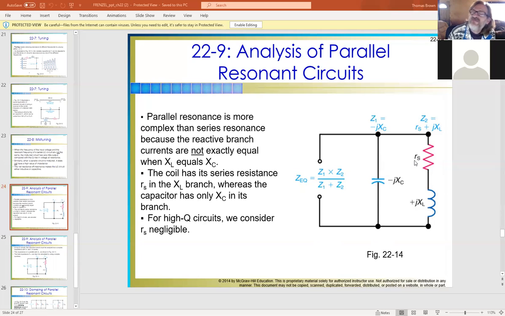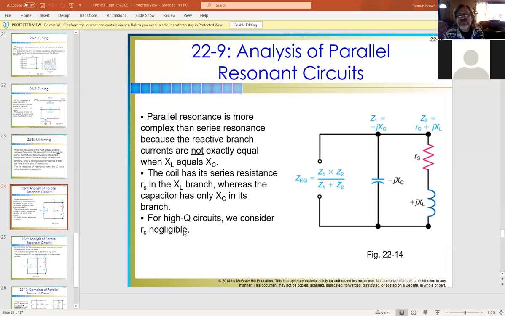If the copper wire were resistance free, like in the ideal world, which doesn't exist, then we would have this. But because the coil has its own bit of internal resistance, you're always going to have a variance in this style of configuration between these two components. And it's something to note. Now, notice though, from a point I was making previously about that Q factor, like he says here, for high Q circuits, we consider RS negligible.